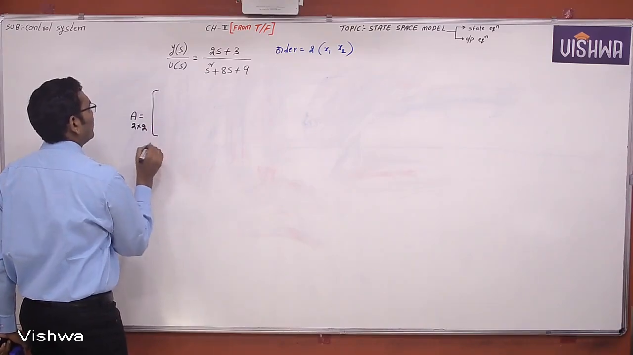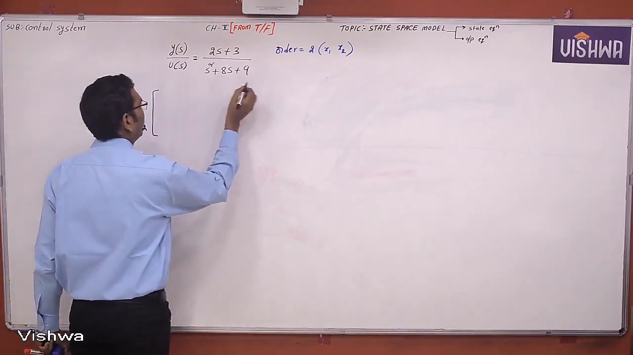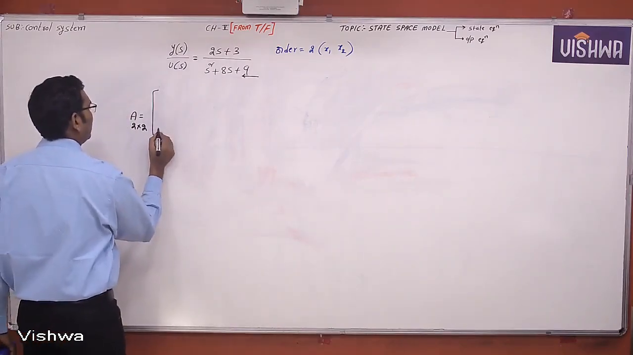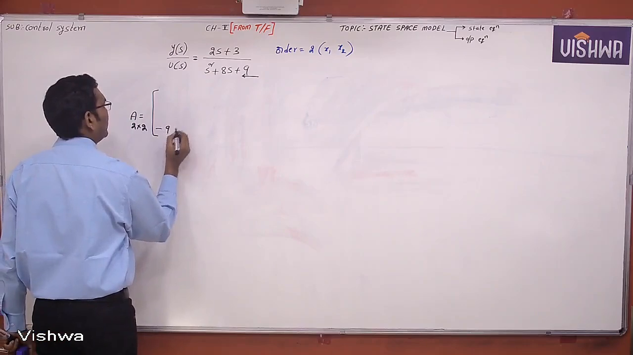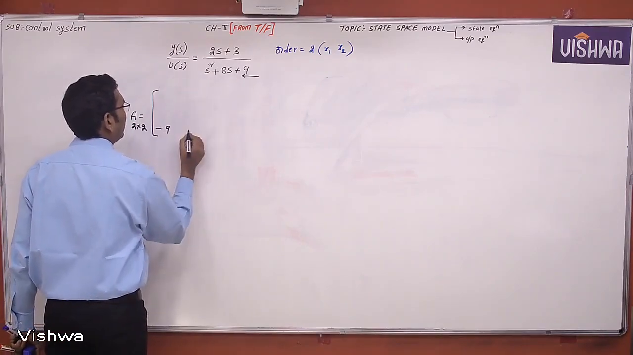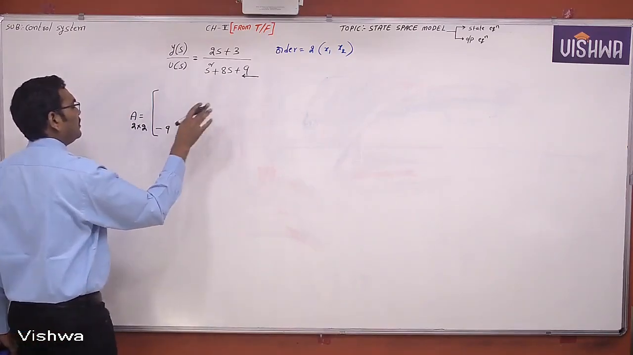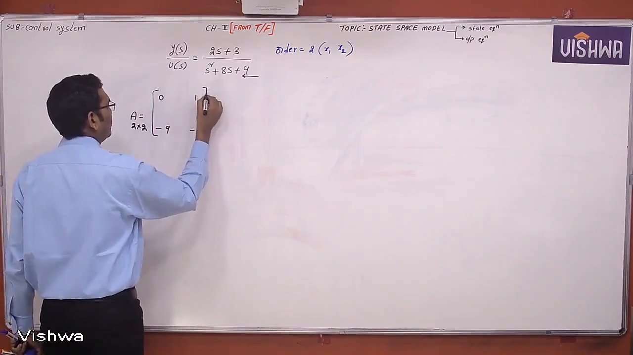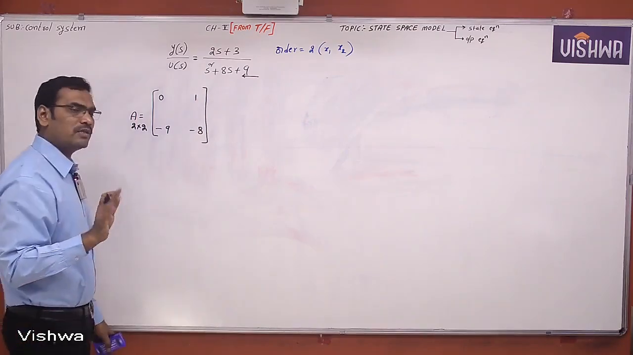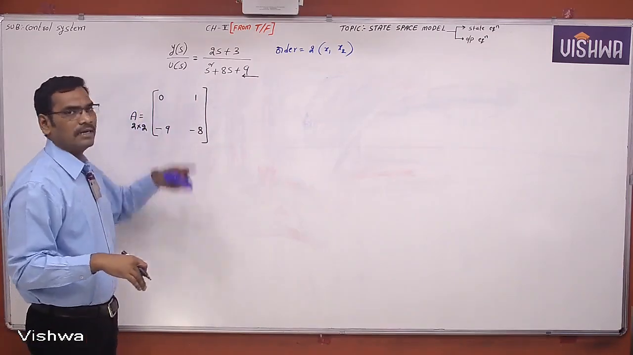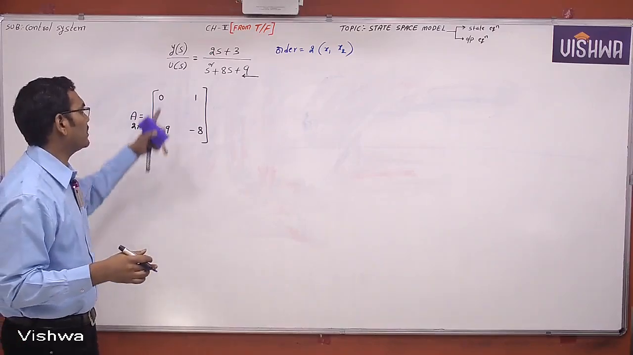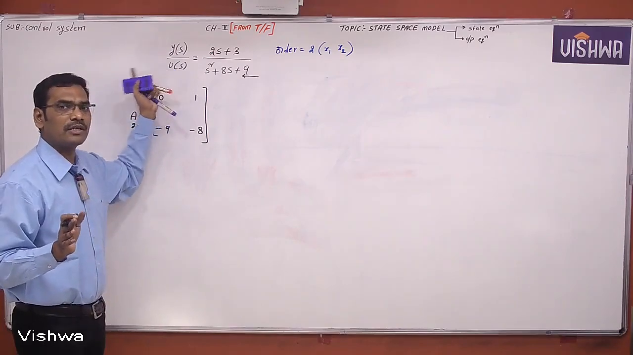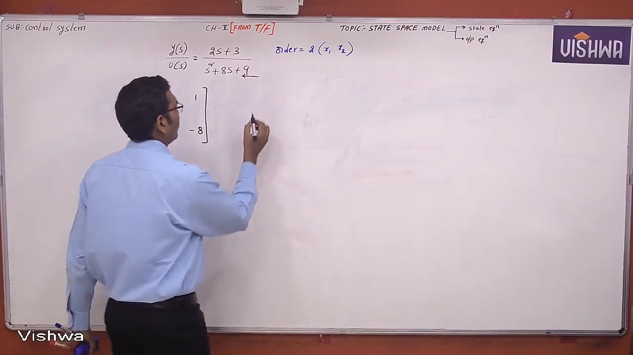Therefore, A matrix last row is from the denominator polynomial. Take the coefficients with opposite sign, will be the last row. Plus 9 means minus 9, plus 8 means minus 8. Now first row is always a fixed row. First element is 0, second element is 1. You know that. A matrix, there is no confusion. Almost the same procedure as the differential equation. What we are doing in the differential equation, the same will continue for the A matrix if the transfer function is given. Next, B matrix.